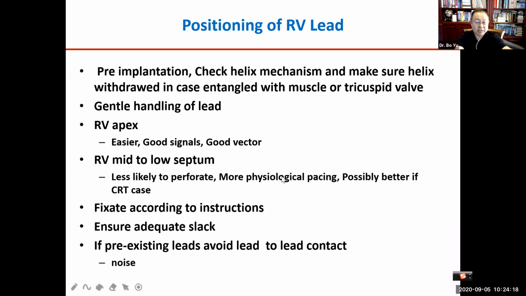As for the position of RV leads, before implantation, check the helix mechanism and make sure the helix is withdrawn, in case it is entangled with muscle or tricuspid walls. Sometimes we can have these problems. During the implantation, handle the leads gently. You have two choices. Either put the leads in the RV apex, which is easier with good signals and good vectors, or compared to that, the middle or lower septum. If you put it in these areas, you may have less likelihood of perforation and more physiological pacing, especially for AV block patients and also for CRT patients. Fix it according to the instructions. Usually we turn the leads 12 to 15 rotations and ensure adequate slack in case of lead dislocation.